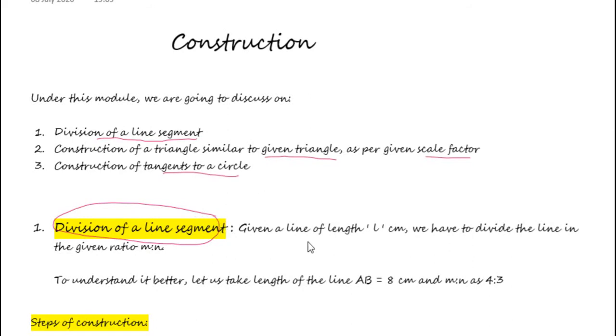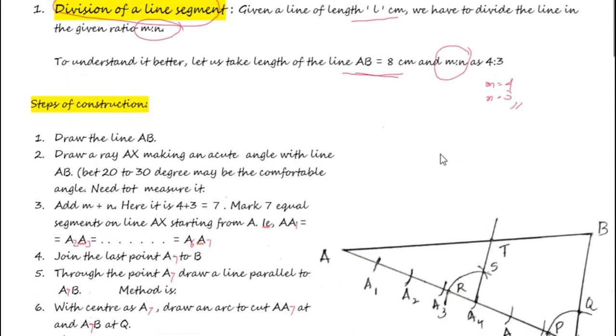What is given here? You will be given the length of the line and we have to divide the line in the given ratio, that is m:n. Now let us take an example for better understanding. The length of the line is 8 centimeter and we have to divide the line in the ratio of m:n, where m is 4 and n is 3. So how to do this construction?